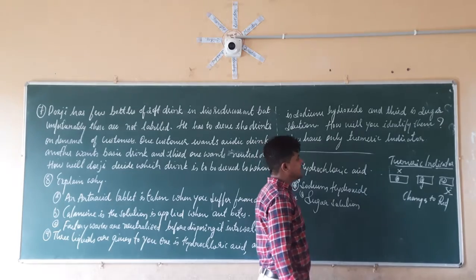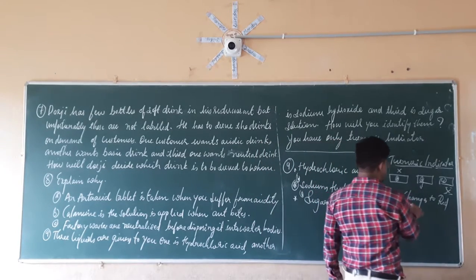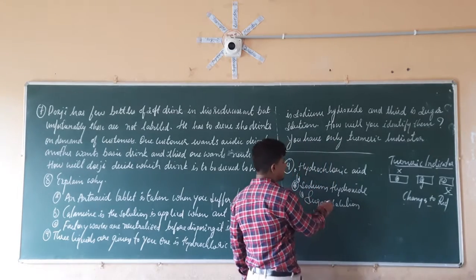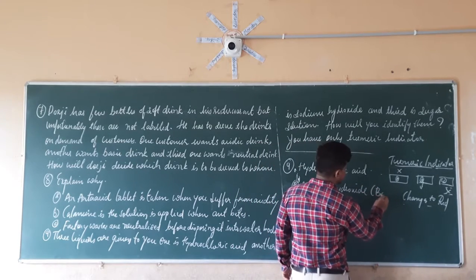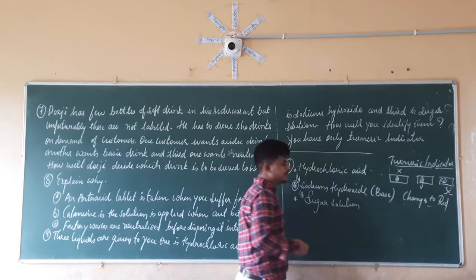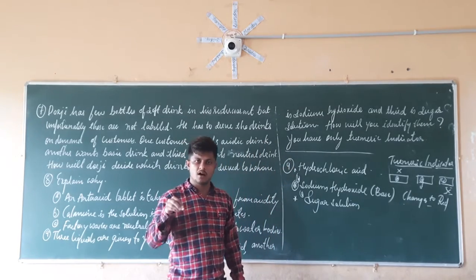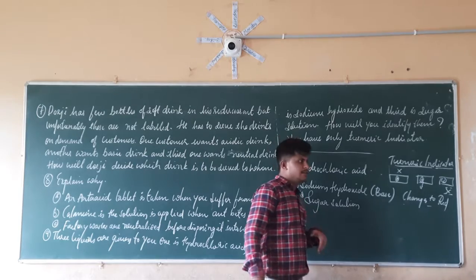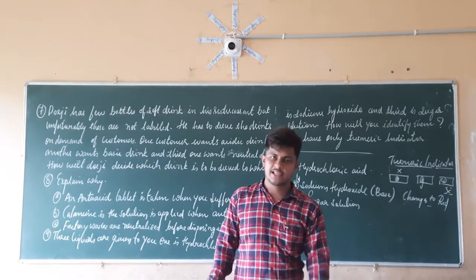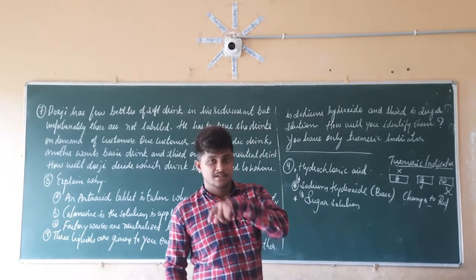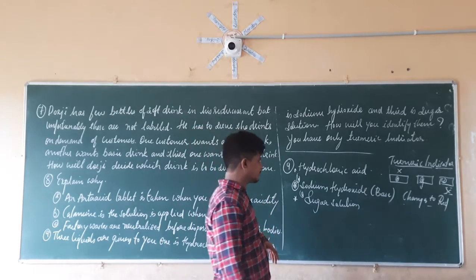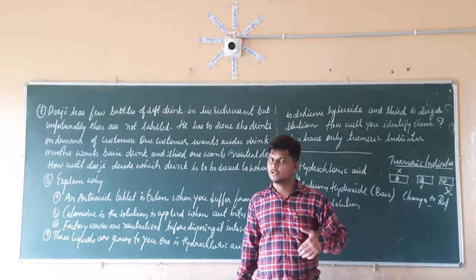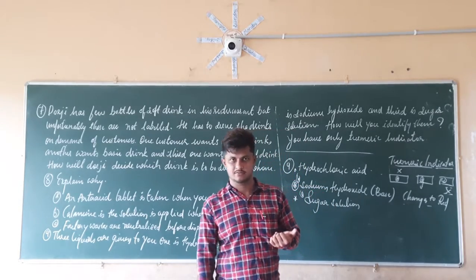So, using the turmeric indicator, we identify the base solution. That base solution is nothing but the sodium hydroxide. But we remain with A and C. From those, we have to identify which one is the acidic solution and which one is the neutral solution. For that we have another reaction, that is the neutralization reaction.